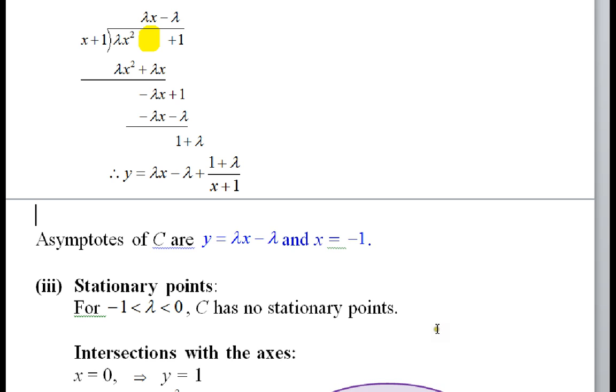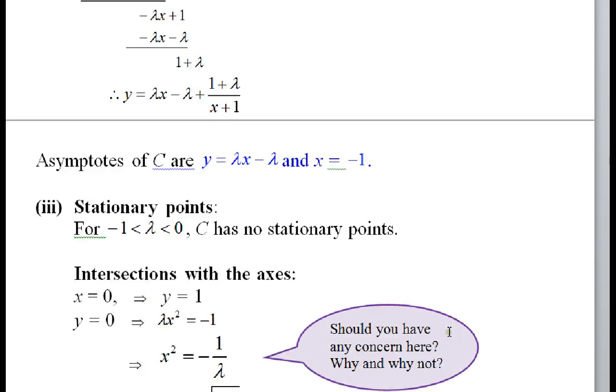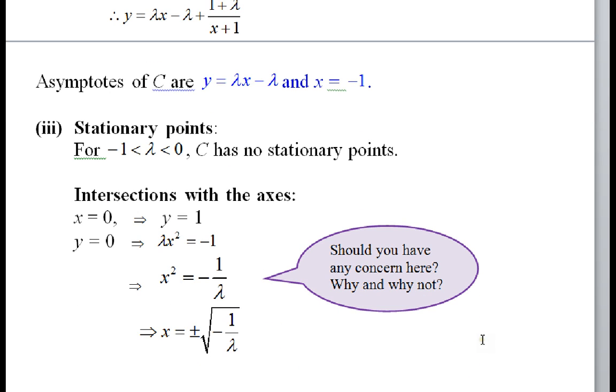Now, the question next: draw a sketch for the case lambda between -1 and 0. So they tell you lambda is between -1 and 0. So C has no stationary point. Okay. Now all look up, look up. Nothing to copy. All look up.